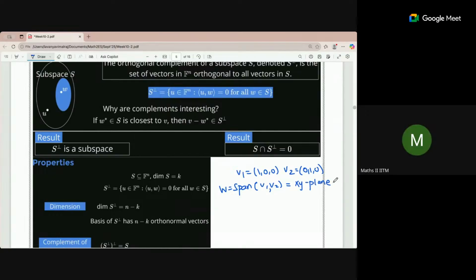Without even computing, you automatically know which vector is orthogonal to v1 and v2. What are all the vectors? The Z axis. Exactly, all vectors on the z axis are perpendicular to this. So here the orthogonal complement is basically your z axis. Do you understand it geometrically? If you have a subspace, then the other space which is orthogonal to it is the orthogonal complement.